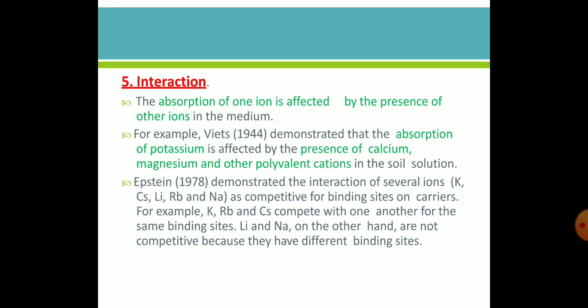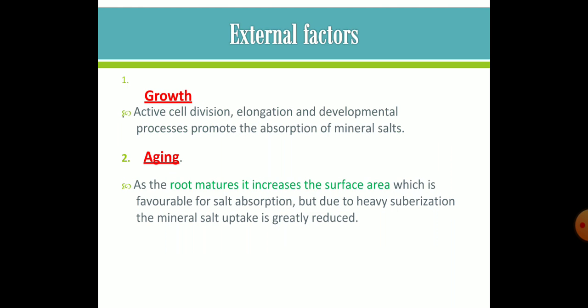The next one is the interaction of other molecules. The absorption of one ion is affected by the presence of other ions in the medium. For example, absorption of potassium is affected by the presence of calcium, magnesium or other materials in the soil. That was explained by Epstein in 1978, showing how these interactions of molecules affect the absorption of salts and minerals.